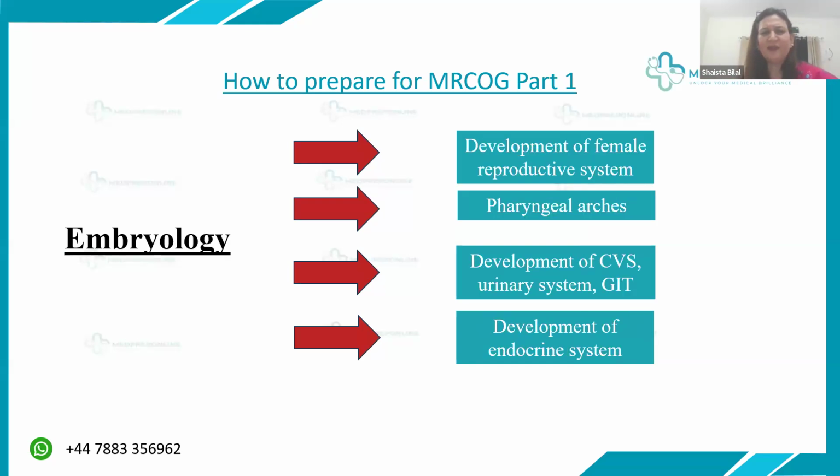The next thing is embryology. Embryology should also be focused more on the female reproductive tract, pharyngeal arches, cardiovascular system development, and urinary tract. Major fetal anomalies you should also know, because only when you know the basics of embryology and how things develop can we study further.